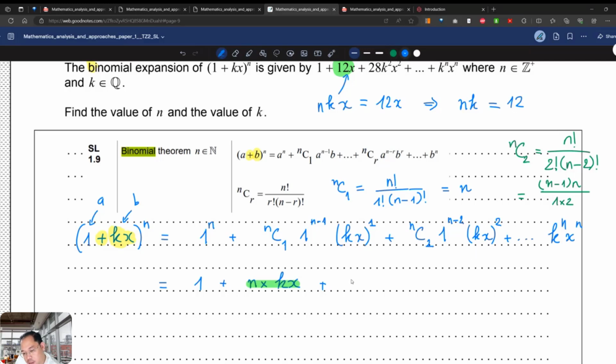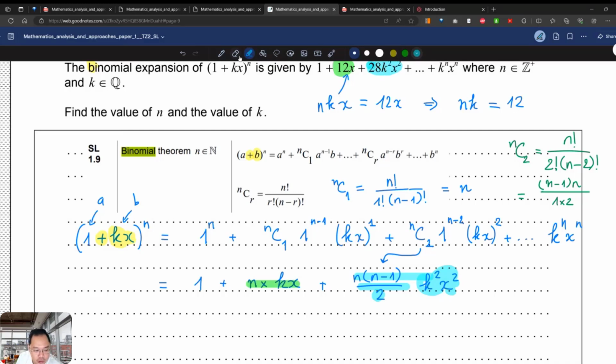So the third term is n times n minus 1 over 2, that is the n combination 2. This is the number 1, we don't need to write it. k squared x squared, which is the same thing with the third term.